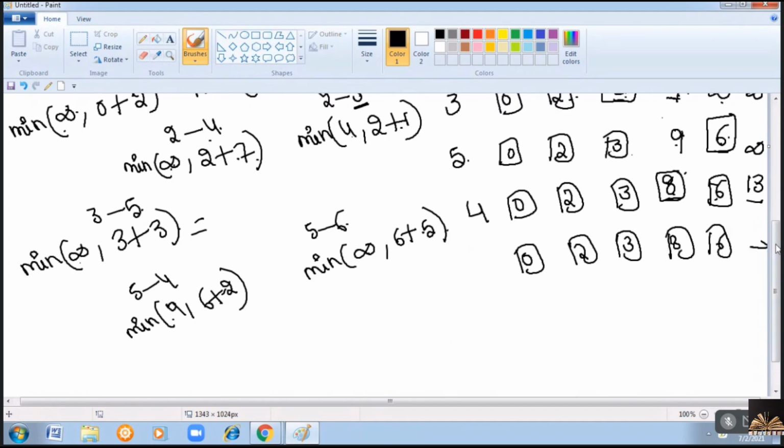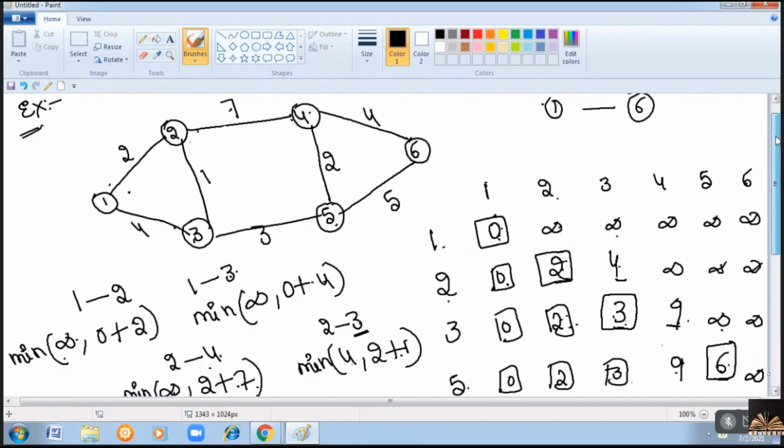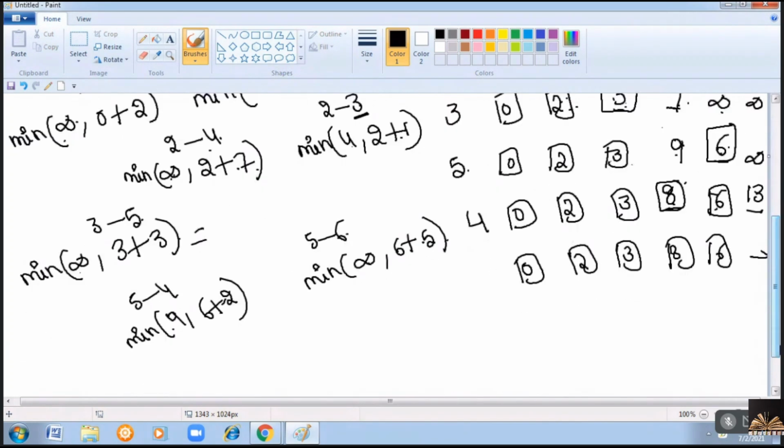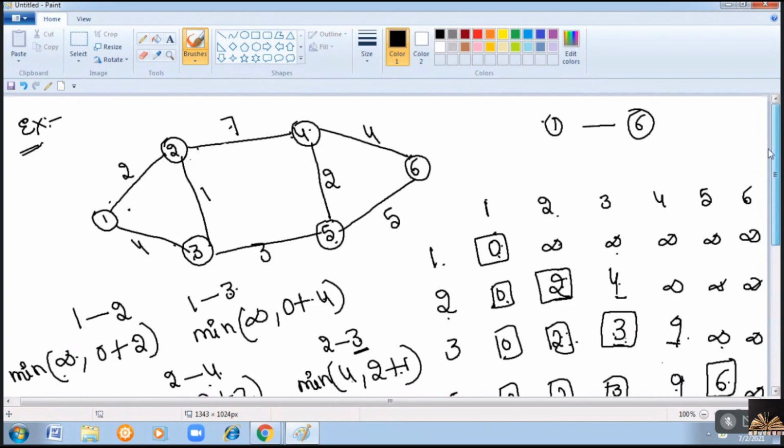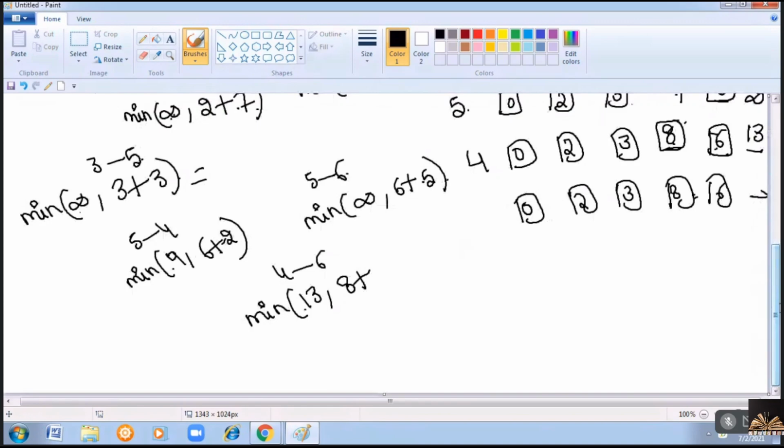Let me check whether 13 can be changed or not. So from 4, whichever vertices are connected directly, 6 is connected, 5 is connected, but 5 is already marked as permanent. So consider the edge 4 to 6. So it is minimum of, what is the destination value of 6? It is 13, comma. What is the marked value now? It is 8 plus edge cost of 4 to 6. Edge cost of 4 to 6 is 4. So minimum of 13 comma 12.